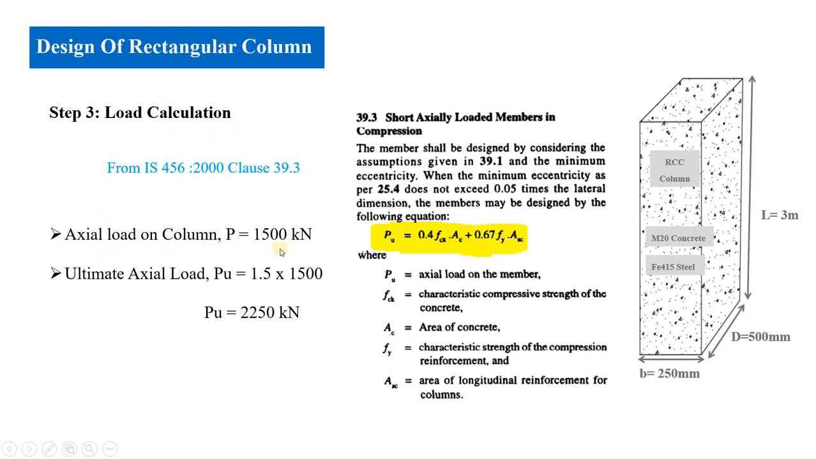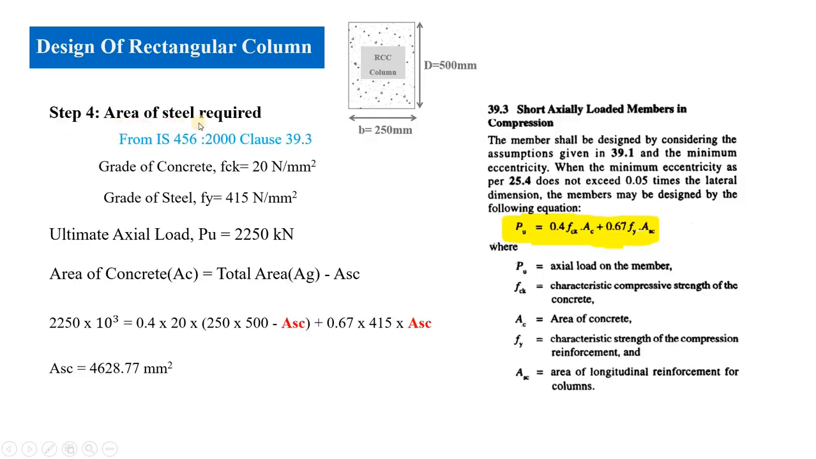After checking of eccentricity, next is load calculation, that is load coming in a column. Axial load on column, which is given as 1500 kN, is a working load. The ultimate load we will get by multiplying 1.5 to working load. Then the ultimate load on column we will get as 2250 kN. After that, next step is to find the area of steel requirement.